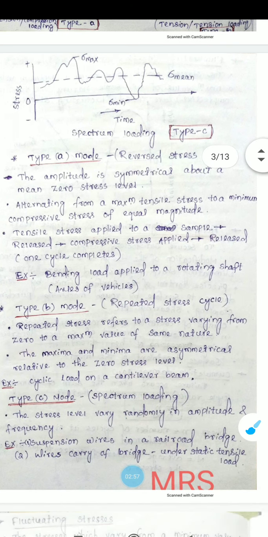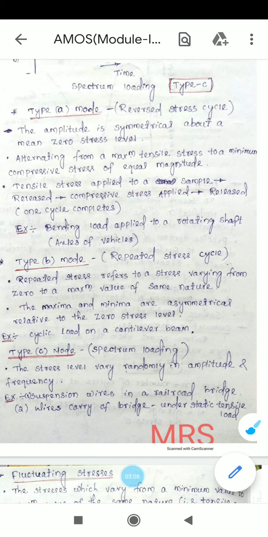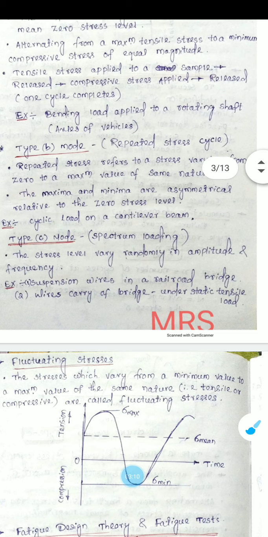So this is known as a completely reverse cycle. Some examples for completely reverse cycle: one is bending load applied to a rotating shaft, such as the axles of a vehicle. The next one is type 2, or mode 2, repeated stress cycle.